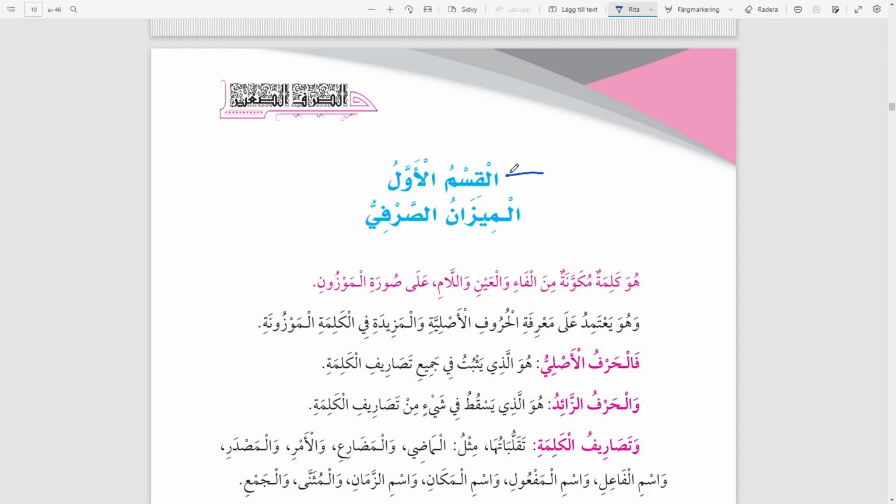So the first category of morphology, or the science or knowledge of morphology الصرف, is so القسم الأول, meaning the first type, الميزان الصرفي. So الميزان الصرفي one could say it is the patternization of the morphable words, I guess. So it means, for example, I'll just say one example.